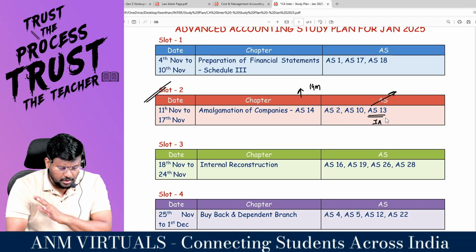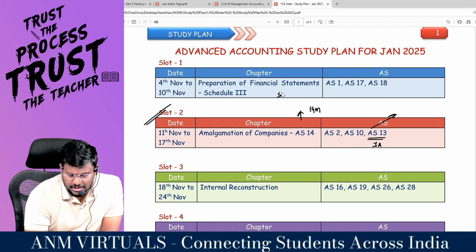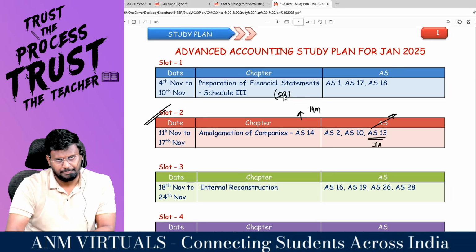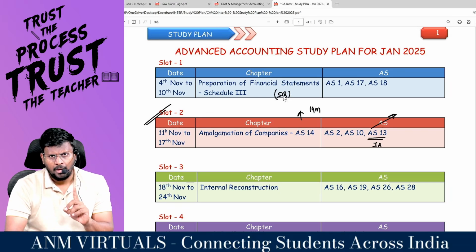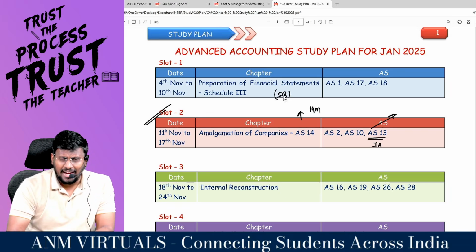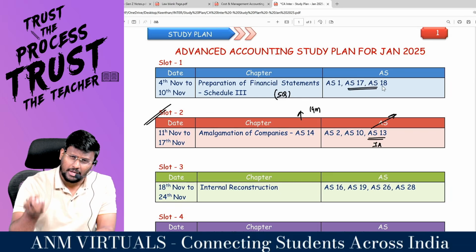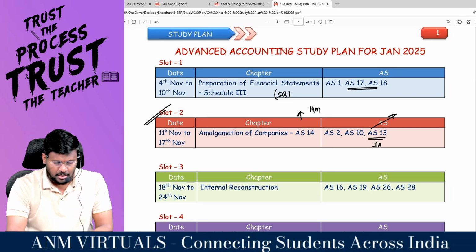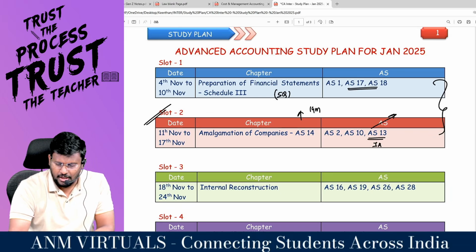Sir, when you are preparing week number 2 advanced accounting, try to do at least 5 questions. That is, daily 1 question from schedule 3 as a cumulative revision. For example, Monday, do 1 schedule 3 question. Tuesday, 1 schedule 3 question. And revise AS1, AS17 and AS18. No need to redo it, but revise it. Give 20-30 minutes of time and revise it. So by the end of this week, my dear lovable students, this much good topics will be done in advanced accounting.